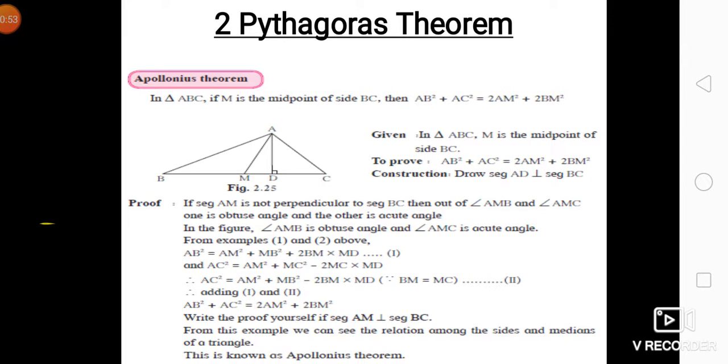Construction: draw a segment AD perpendicular to segment BC. Now proof: if segment AM is not perpendicular to segment BC, then out of angle AMB and angle AMC, one is an obtuse angle and the other is an acute angle. In this figure, angle AMB is an obtuse angle and angle AMC is an acute angle.